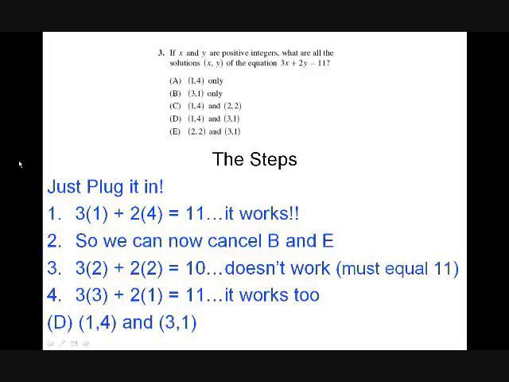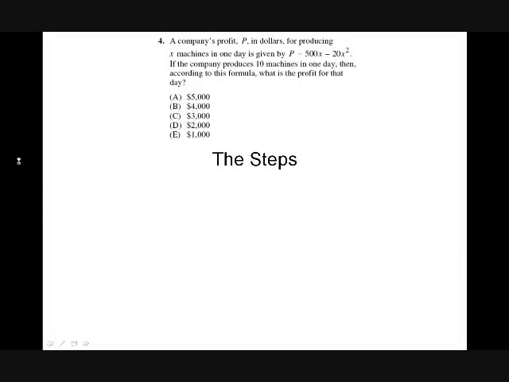Let's move on to number 4. A company's profit, P in dollars, for producing X machines in one day is given by P equals 500X minus 20X squared. If the company produces 10 machines in one day, then according to this formula, what is the profit for that day? Well, they give you the equation for profit in dollars, which is 500x minus 20x squared, and they give you the number of machines, which is 10.